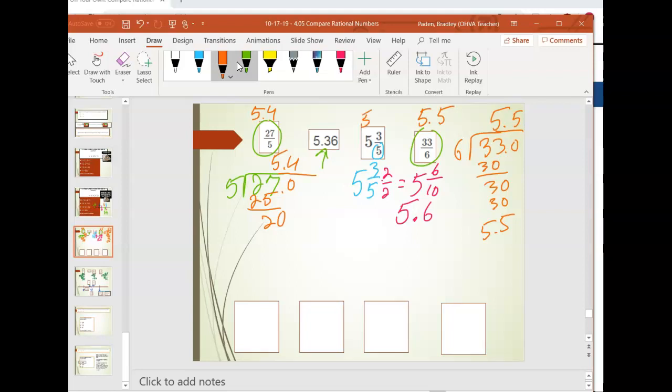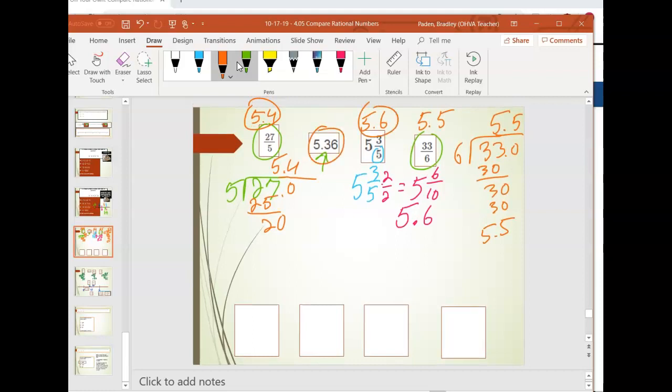So this one we got 5.6. So you see, if we turn them all into decimals, now I could order them a little bit better. I could see 5.36 is going to be the smallest.